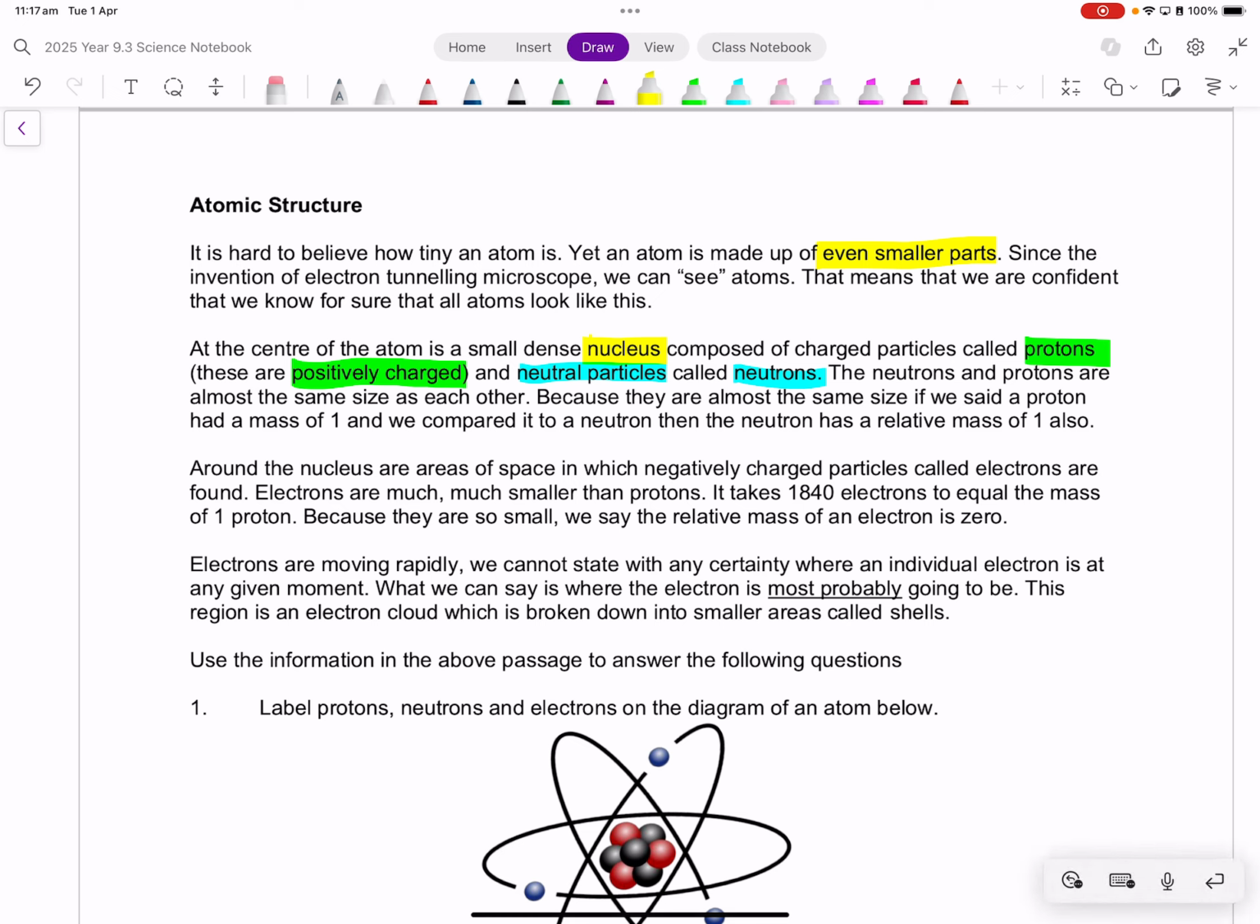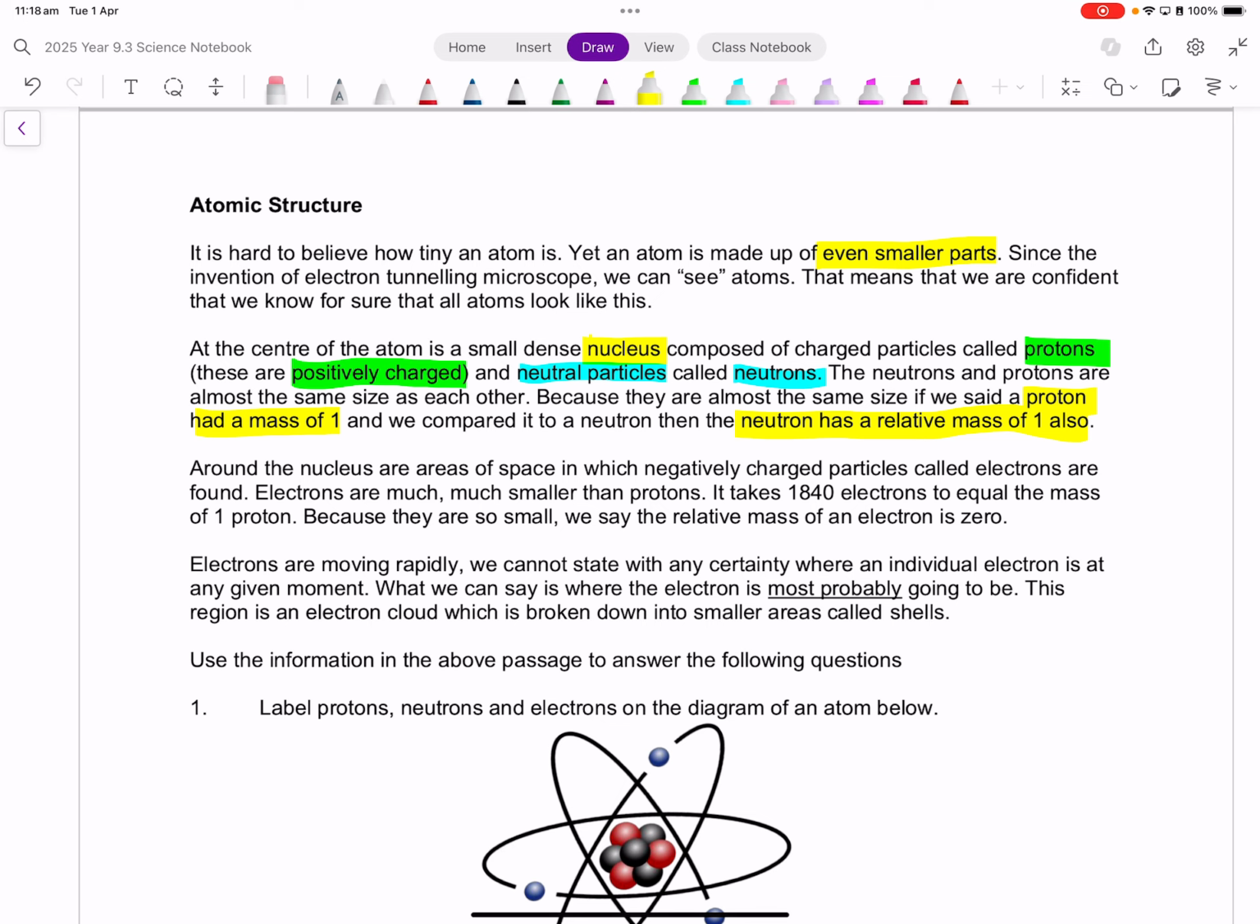And because they're the same size, we can say that they have the same mass. So a proton has a mass of 1. And if we compare it to an equivalent neutron, the neutron has a relative mass of 1 also. So by relative, I mean they're pretty much the same. So from a chemistry perspective and from a year 9 perspective, we're going to say that neutrons and protons weigh 1. So if I had 1 proton and 1 neutron stuck together, what would be the total weight? 2. What if I had 3 protons and 2 neutrons? What would be the total weight?